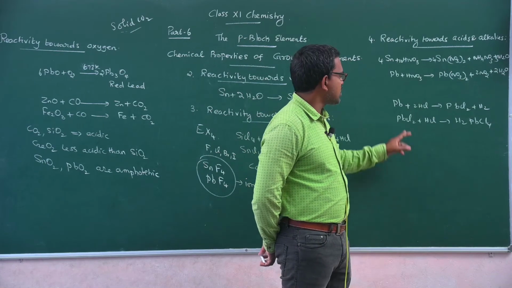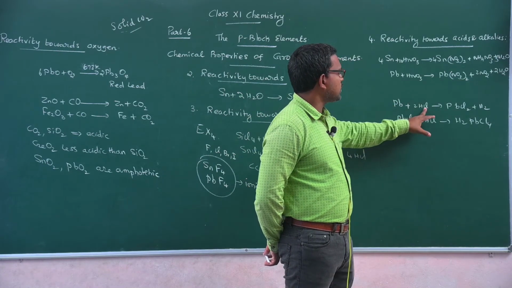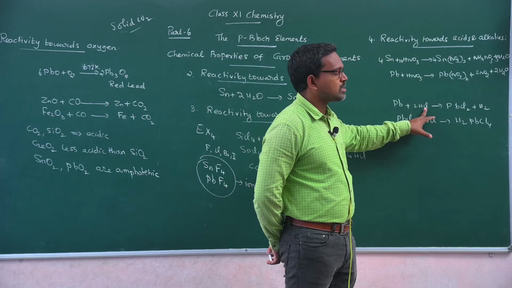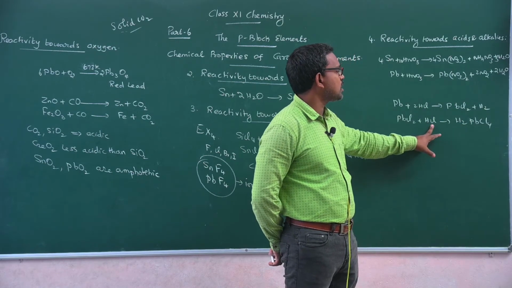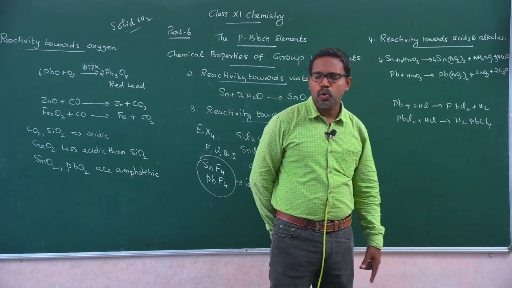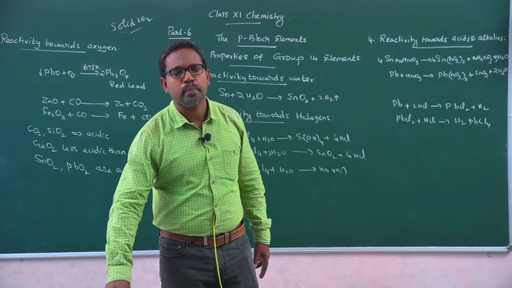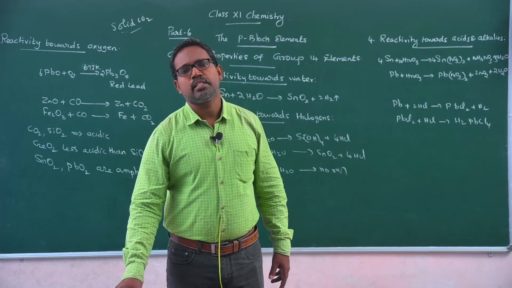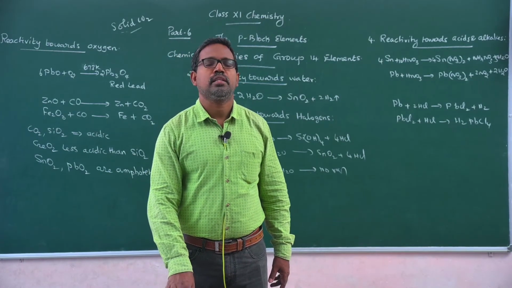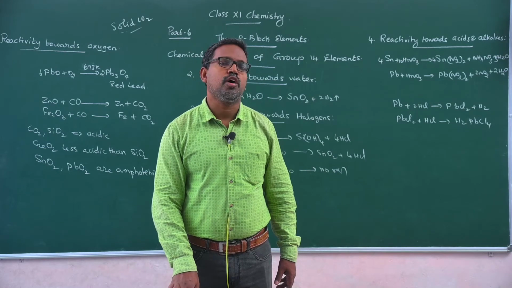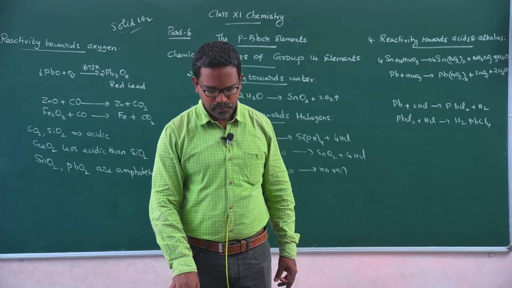Lead reacts with dilute hydrochloric acid to give lead chloride. Lead chloride further reacts with hydrochloric acid to give chloroplumbic acid. Lead also has a greater tendency to react with organic acids like acetic acid, giving the compound called lead acetate.